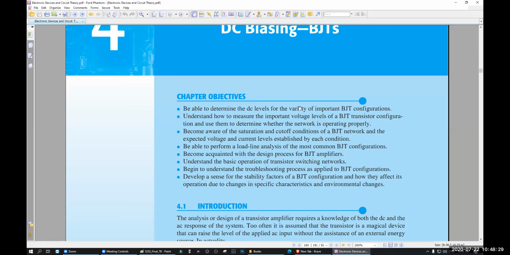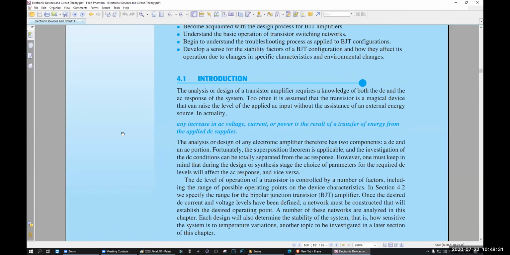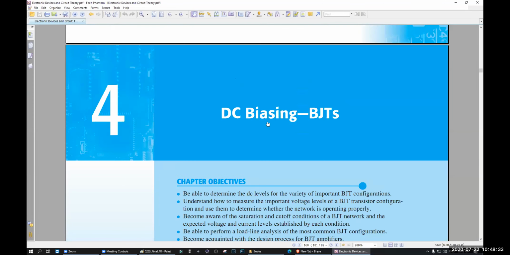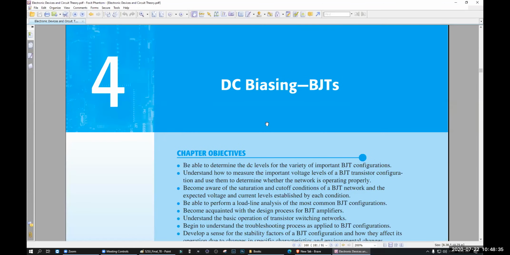Yes. Okay. So what is DC biasing? DC biasing means you have to power the transistor. That is called DC biasing. Powering the transistor is called DC biasing. Now, a transistor can work in two ways. One, as an amplifier. Number two, as a switch.